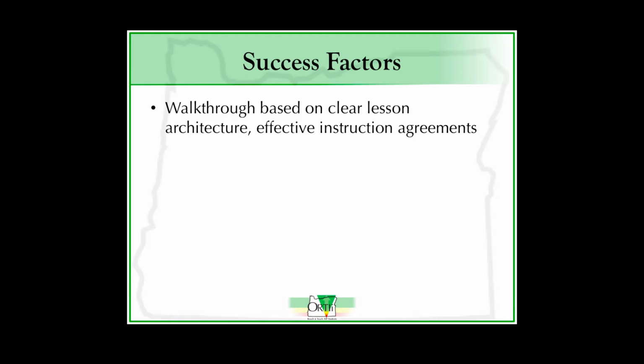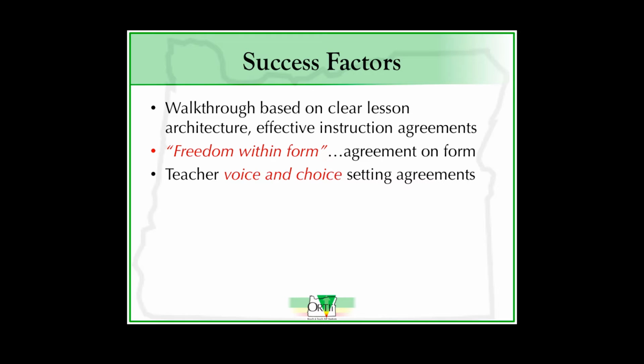Here's some success factors. Make sure that your walkthrough is based on the clear lesson architecture, that it's based on effective instruction agreements. I like to say we want some freedom within form. The form is the agreements from your core review meetings. The freedom is teachers had voice and choice in setting those agreements. Teachers selected the priority skill. Teachers select active engagement and effective instructional strategy.